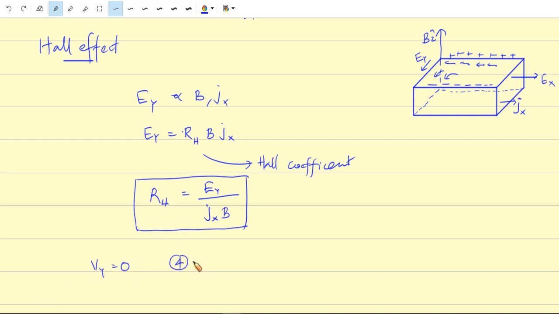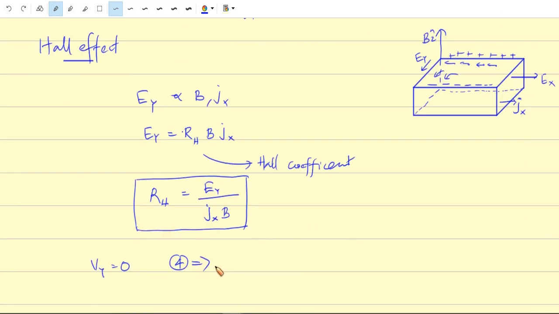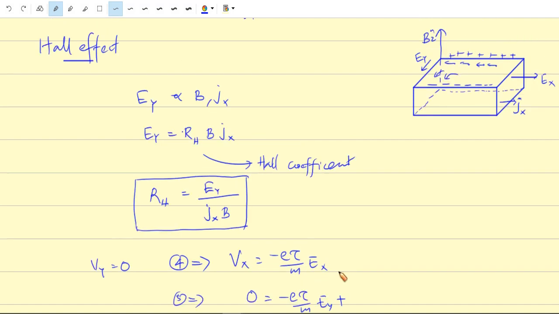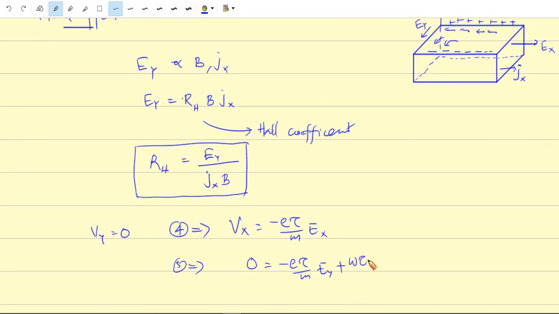So therefore, equation 4, Vx is equal to minus e tau by m Ex minus omega tau Vy. So this will become Vx is equal to minus e tau by m Ex, since Vy is anyway 0. Therefore equation number 5, with Vy being 0, becomes 0 is equal to minus e tau by m Ey plus omega tau Vx.